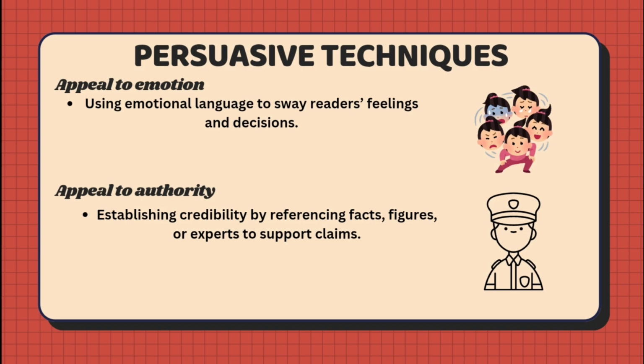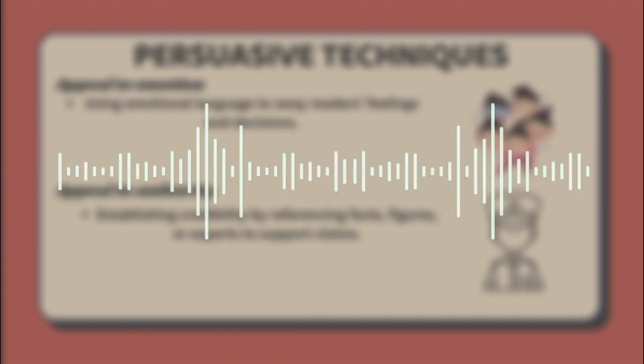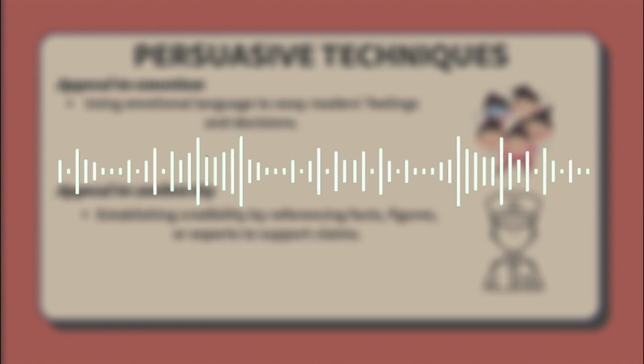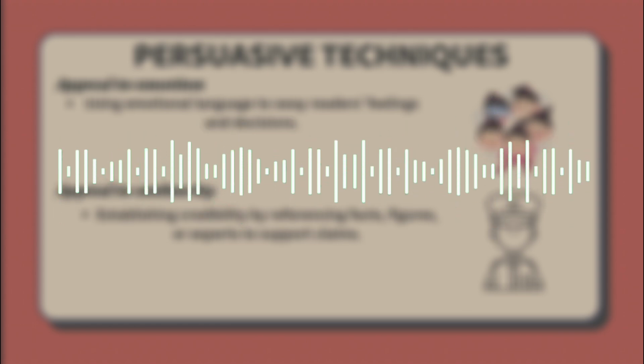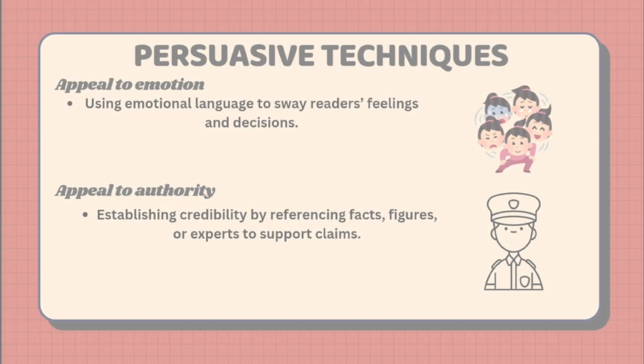Next is appeal to emotion. This uses emotional language to sway readers' feelings and decision. An example of this is, Think of the families who go to bed hungry every night. Your support could change their lives.